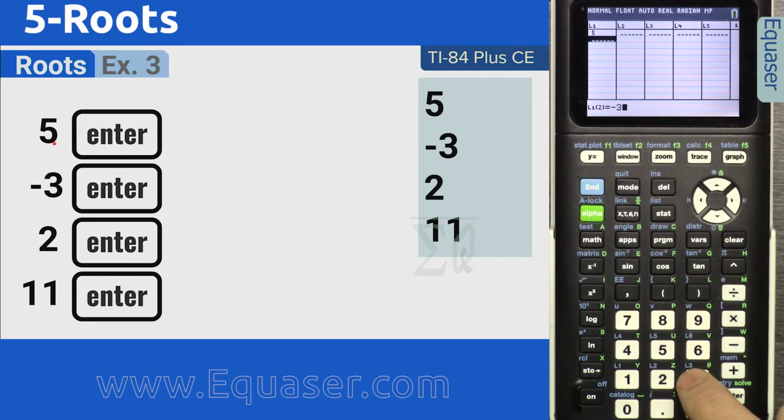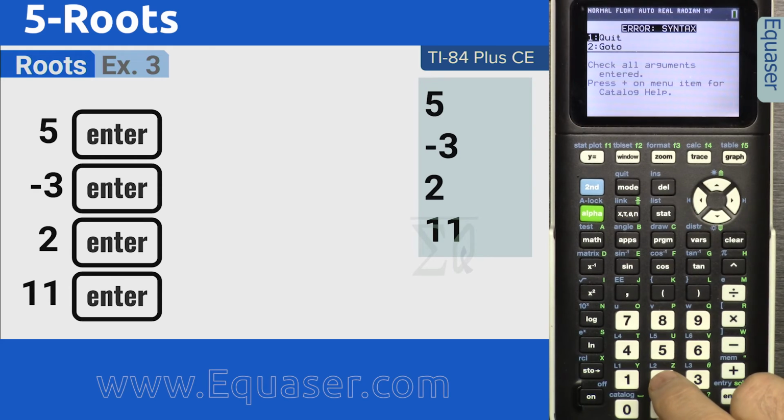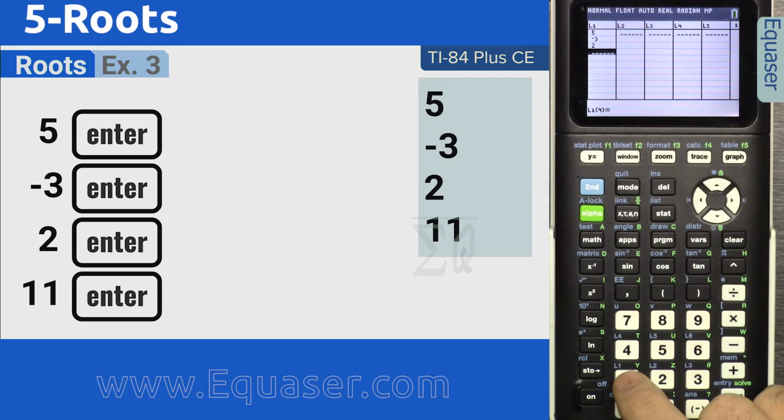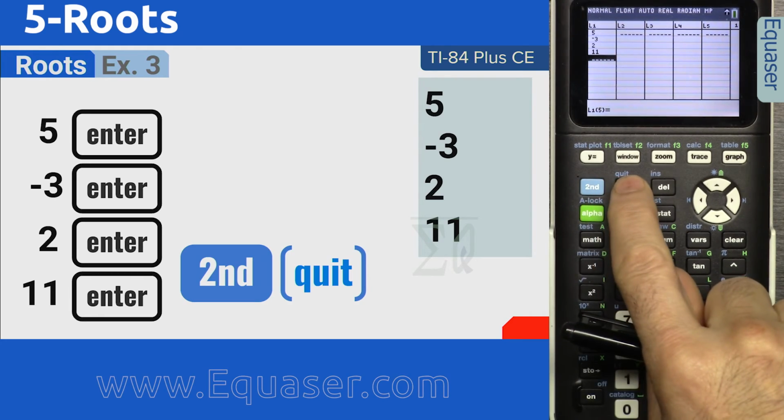As you can see, we got an error. So press 2 to return, because we have to enter this minus 3 using the negative key, and enter. It worked. 2, enter, and then 11, enter. Now press second function and quit. We have the values in the list.